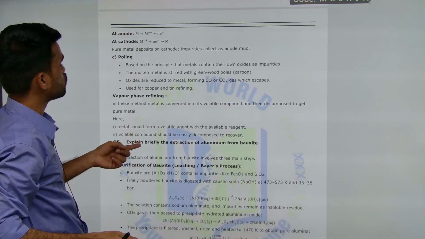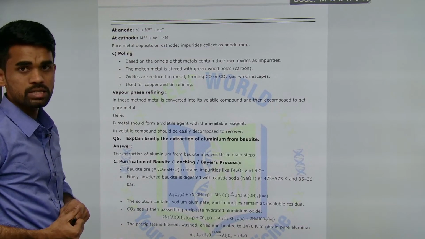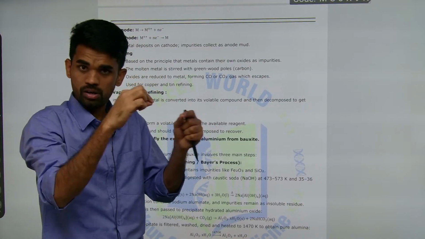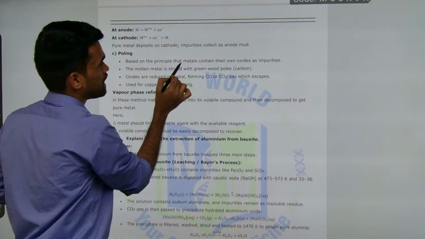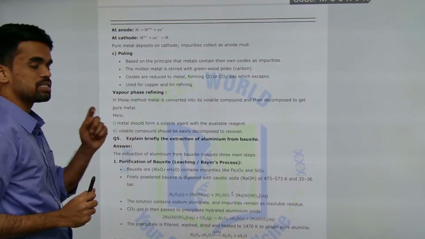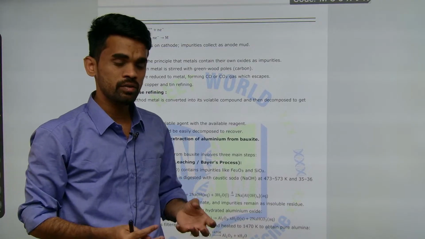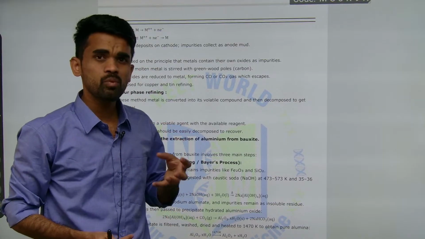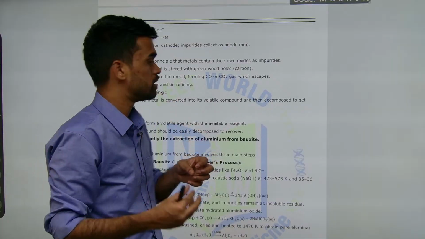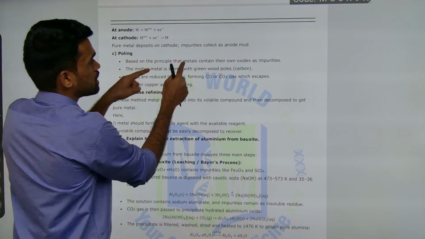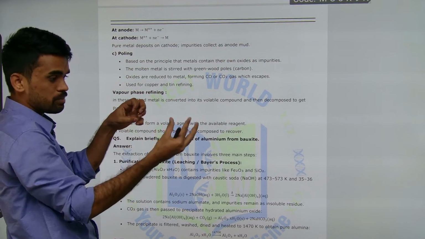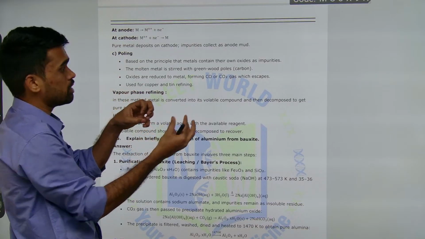The next one is, what do we mean by poling? Poling is a process in which we take green wood poles. It is based on the principle that metals contain their own oxides as impurities. When you take some ores, most of the metals are in their oxide forms. So metal will be there and some oxide forms will be there, as impurities along with the metal.